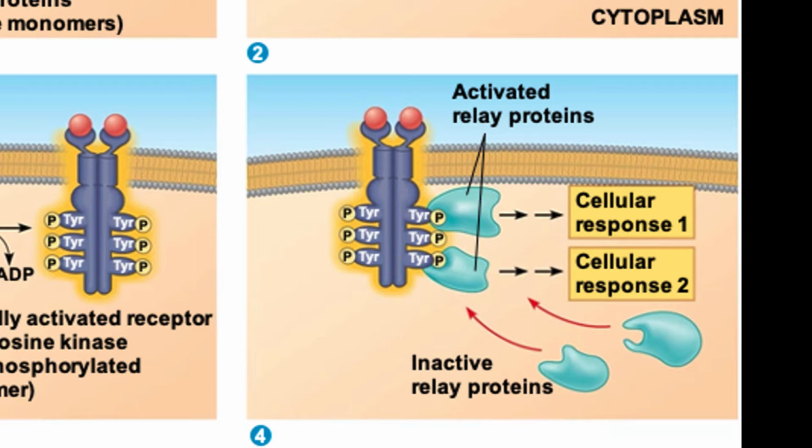Perhaps the biggest functional difference between G protein coupled receptors and receptor tyrosine kinases is that G protein coupled receptors usually only activate a single pathway inside the cell. Receptor tyrosine kinases, on the other hand, are able to activate a whole host of responses. Each of the tyrosine residues bound to the phosphate group may activate a different relay protein. Each of these, in turn, may set off a separate cellular response. As a result, the single signaling molecule on the outside of the cell can cause many pathways inside the cell to be activated all at the same time.